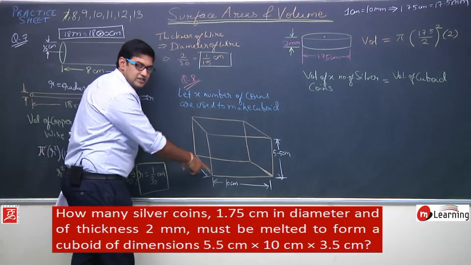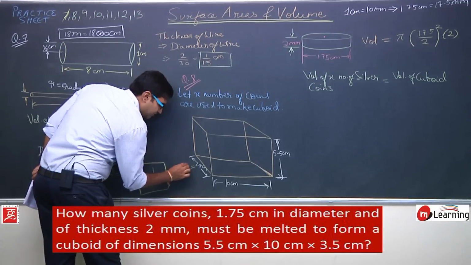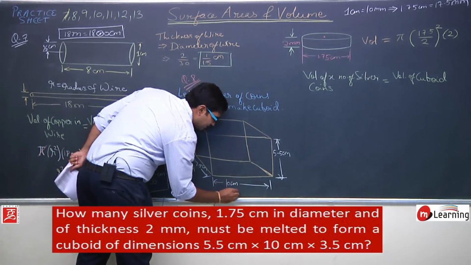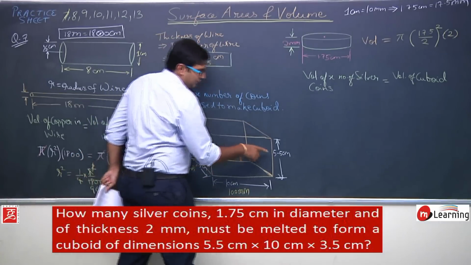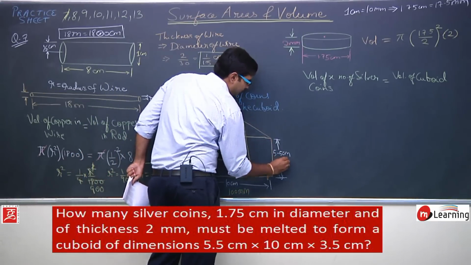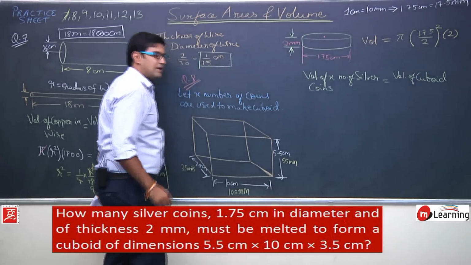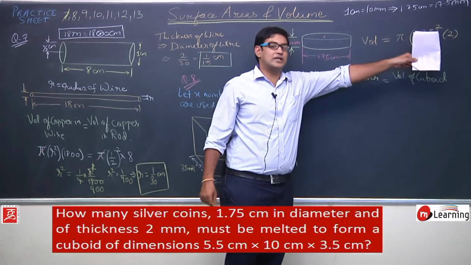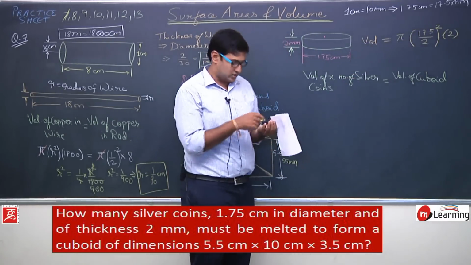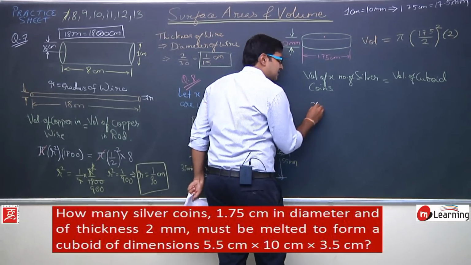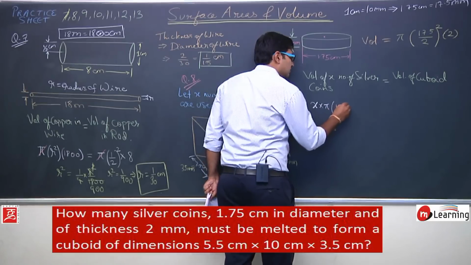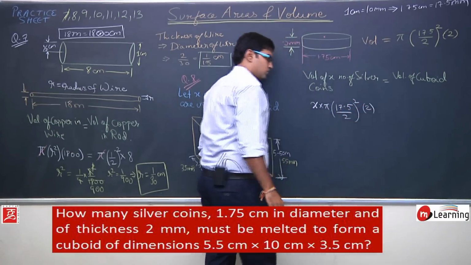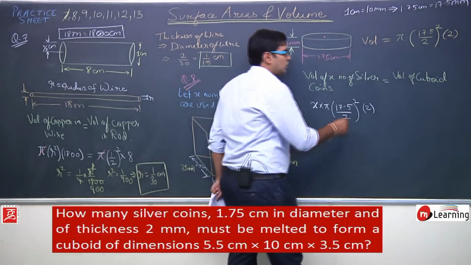So what about this? This is 3.5 centimeters, it means 35 mm. This is 10 centimeters, means 100 mm. And this is 5.5 centimeters, it means 55 mm. Okay, millimeters. Now the volume of one silver coin is pi into this r square into h. So what is the volume of x number of silver coins? The volume of x number of silver coins will be x into pi into 17.5 upon 2 square into 2, okay, is equals to volume of cuboid.